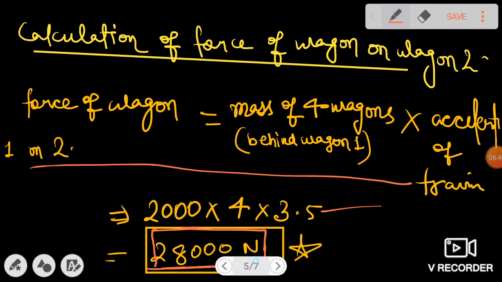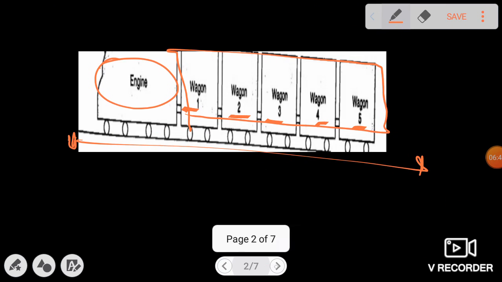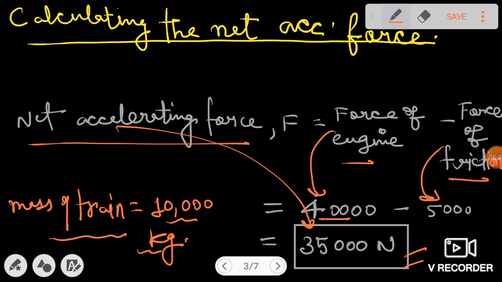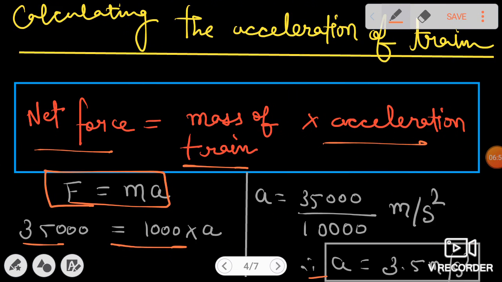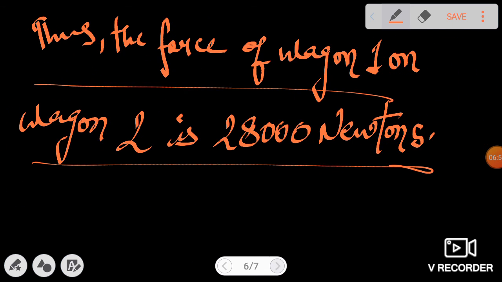So we have found the calculation of the net accelerating force, the acceleration of the train, and the force of wagon 1 on wagon 2, and thus the force of wagon 1 on wagon 2 is 28,000 Newton.